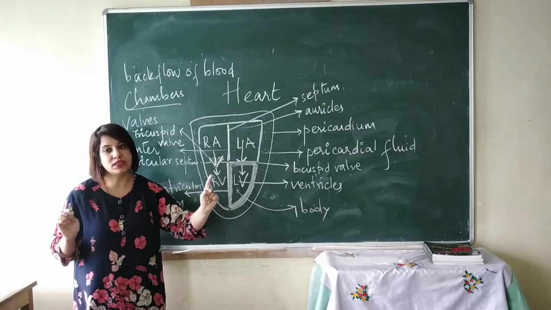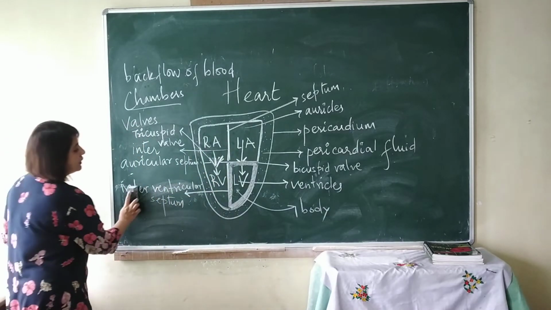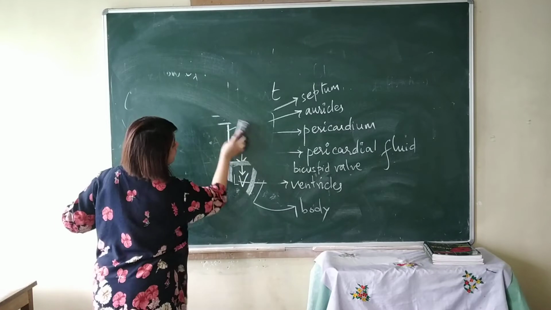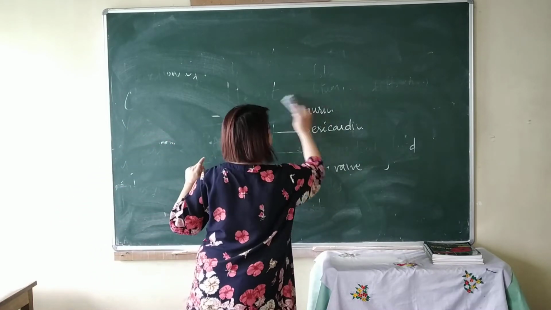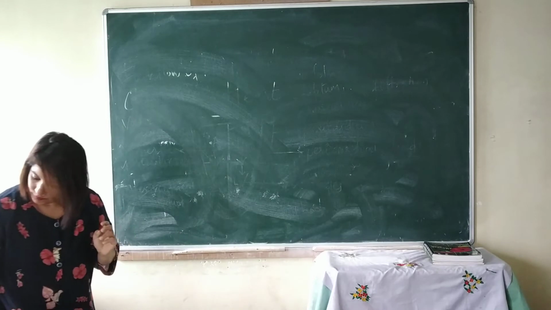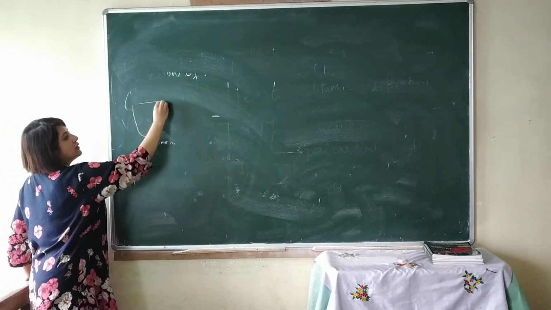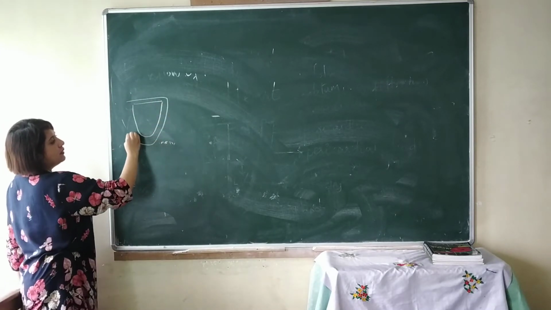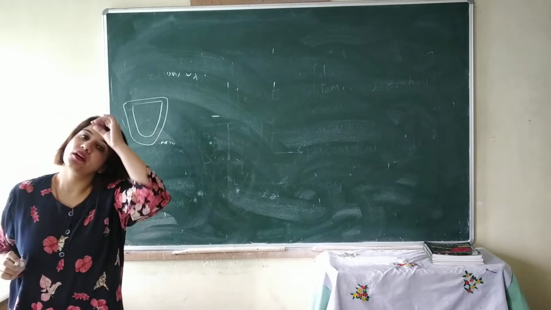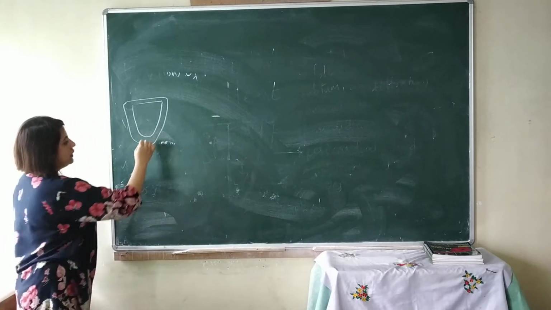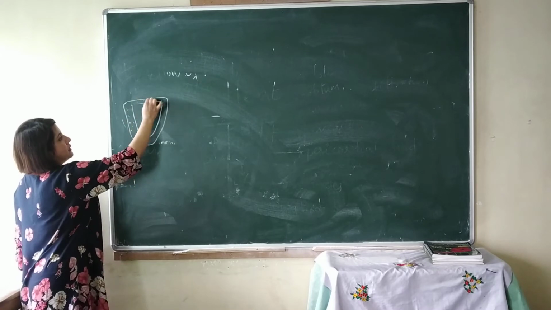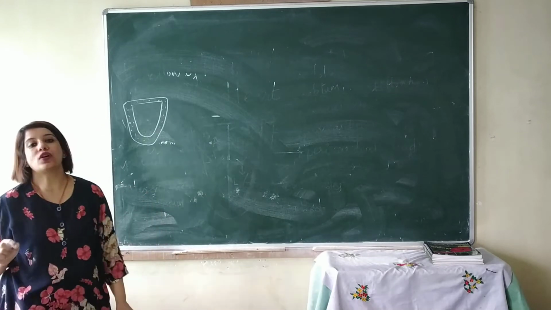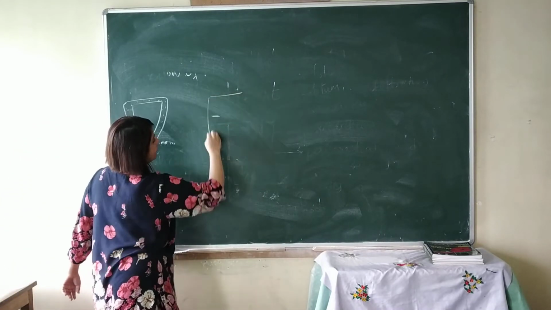I'll revise what has been done once more. So please listen carefully. The heart is more or less triangular in shape. It is covered by a double-walled membrane called the pericardium. In between the pericardium is the pericardial fluid, which protects the heart from mechanical shocks and injuries.